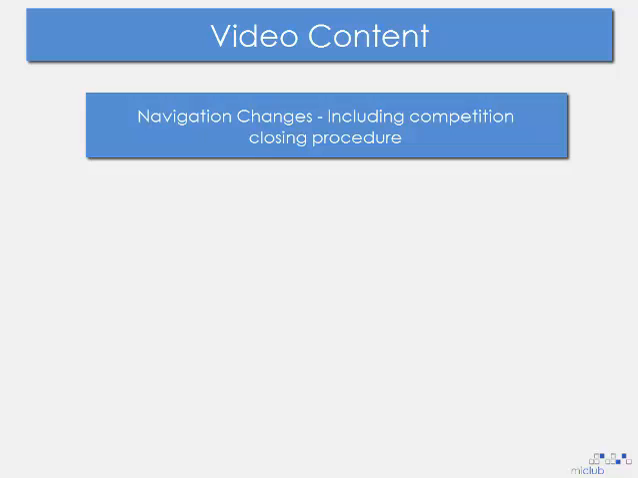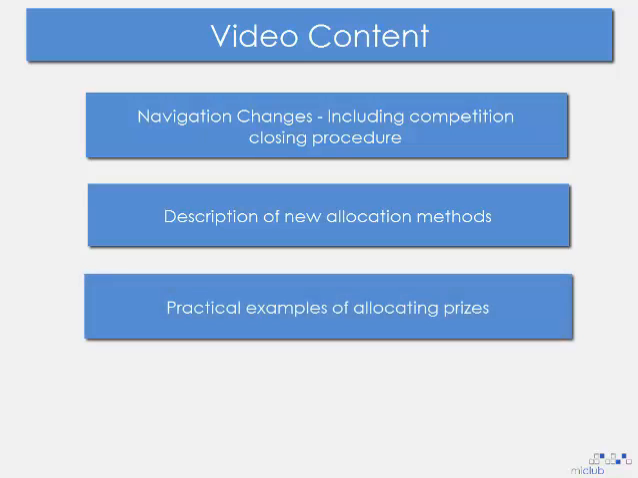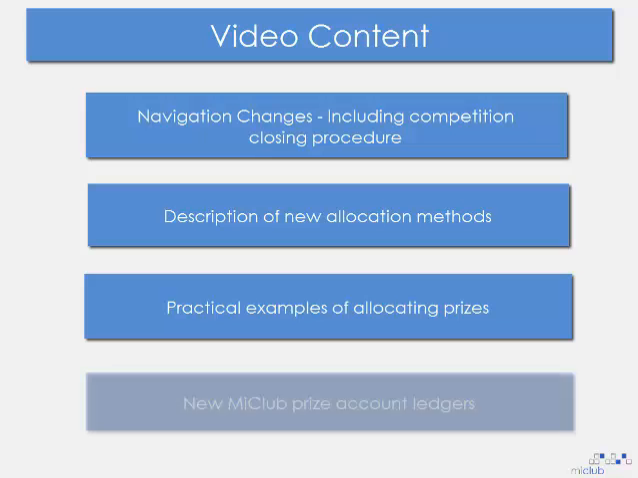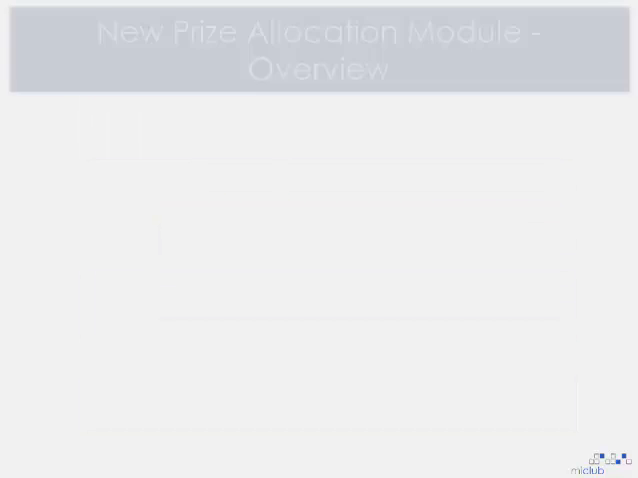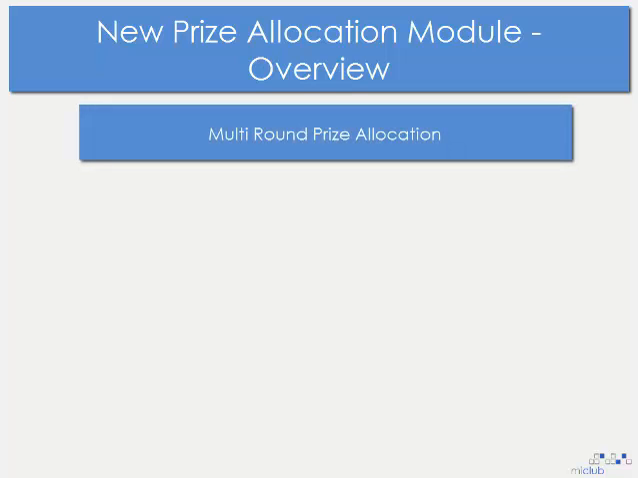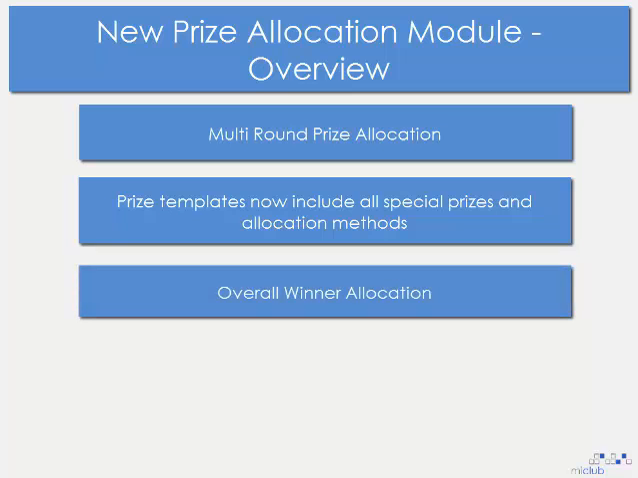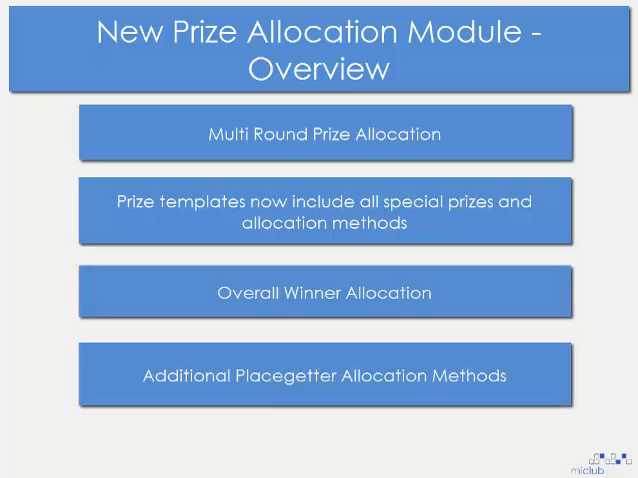The following video will include the navigational changes, including the new competition closing procedure, description of new allocation methods, practical examples of allocating prizes, as well as the new MiClub prize account ledgers. Some of the key enhancements in the new prizes module include multi-round prize allocations, enhanced prize template functionality to include nearest to pin allocations, the ability to award overall prizes, as well as new place getter allocation methods.